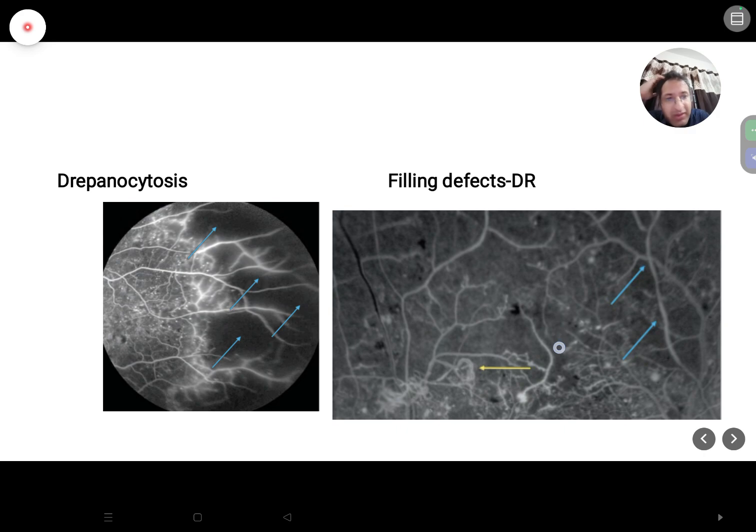What other thing we see in diabetic retinopathy is the filling defects. We can see one microaneurysm here which is leaking. The second thing is we can see two vessels which are getting connected like a shunt. And the third thing is that there is a lot of capillary non-perfusion area here, which is because this blood vessel has still not filled fully and is not causing fluorescein to fill in the adjacent area. So this is the capillary non-perfusion area.